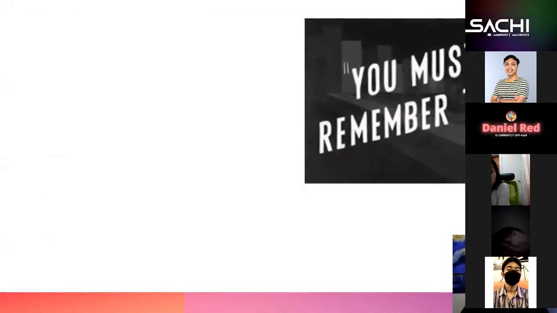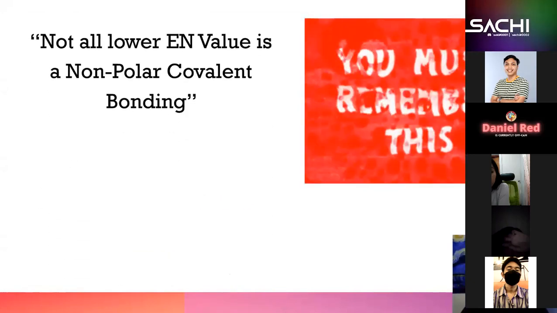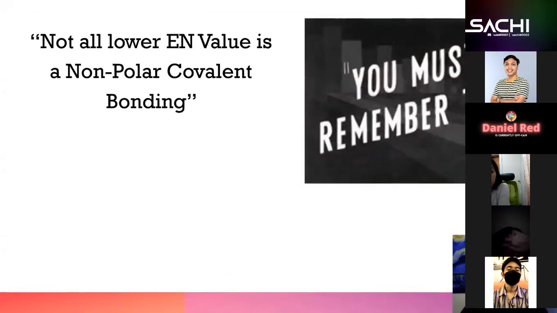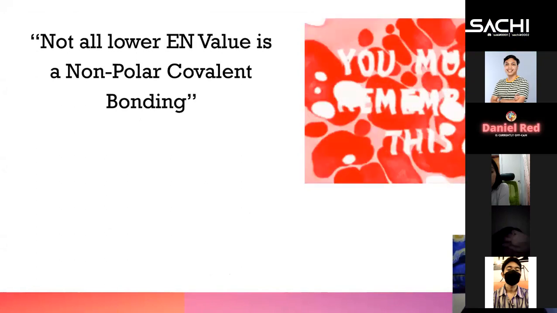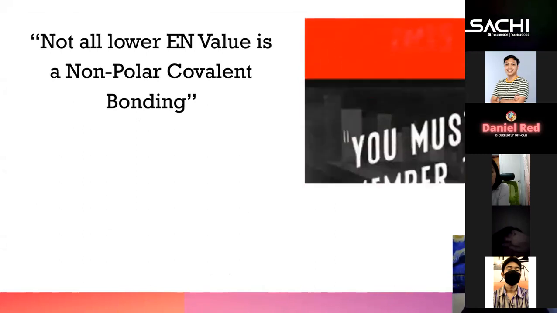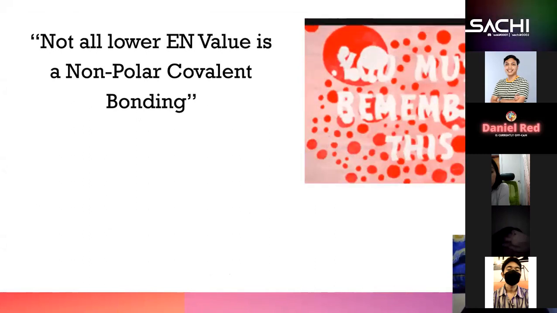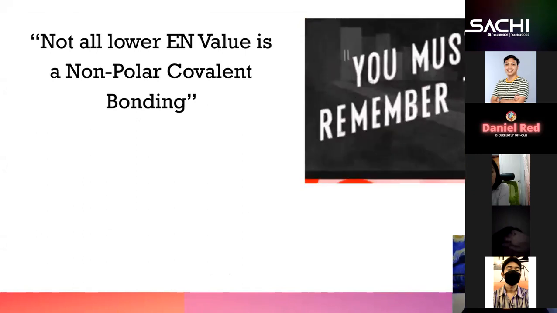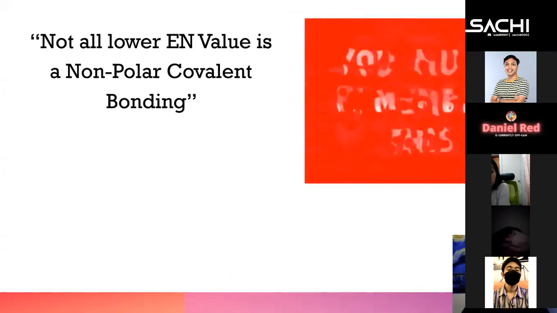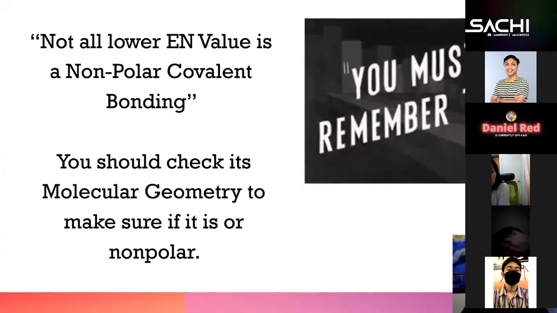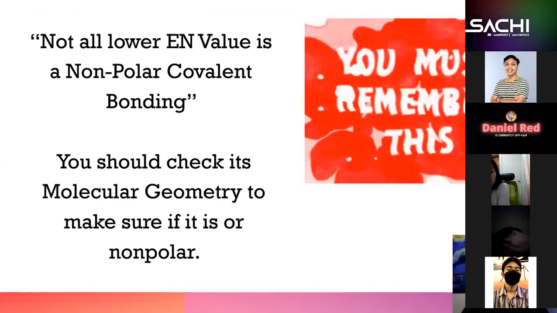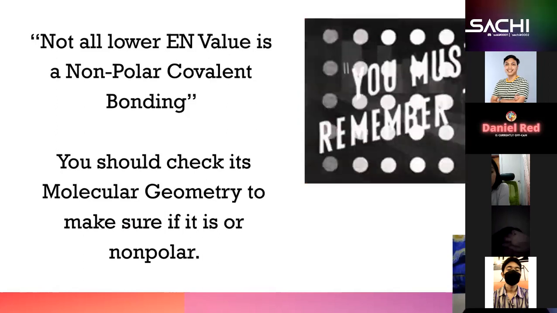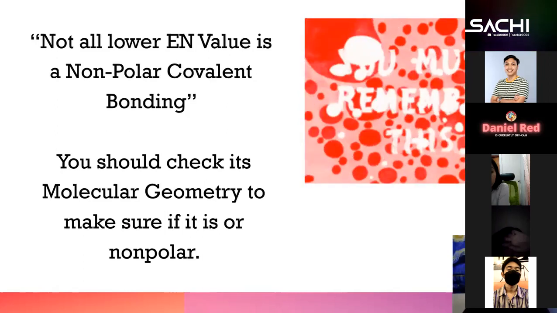Take note of this important detail because this is very new from the previous discussion. You must remember that not all lower EN values mean non-polar covalent bonding. It means that if you get an EN value of 0, it doesn't assure you that it will have a non-polar bond. It can still be a polar bond depending on the shape of that particular molecule. So you should always check its molecular geometry to make sure if it is non-polar or polar. Always remember that tip.